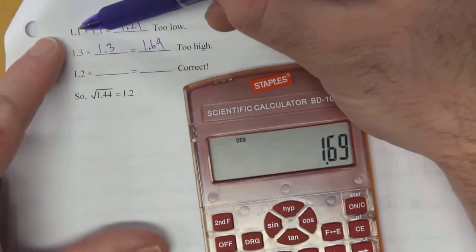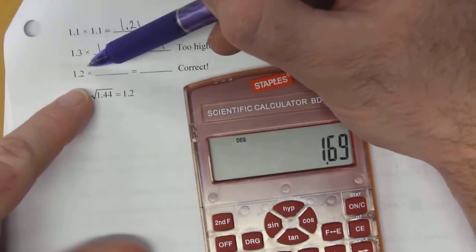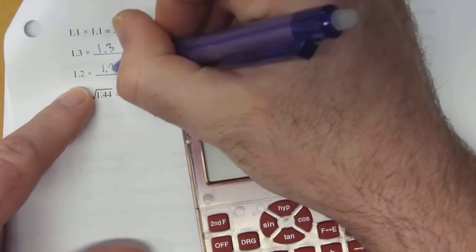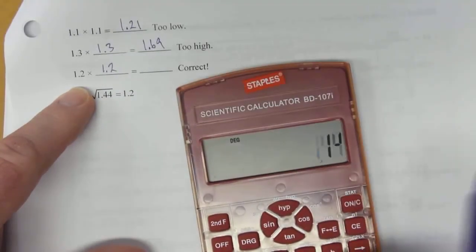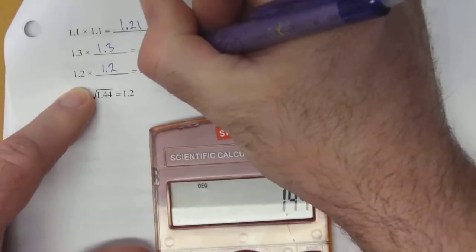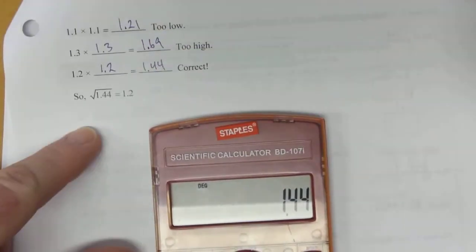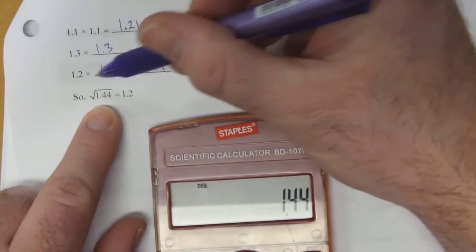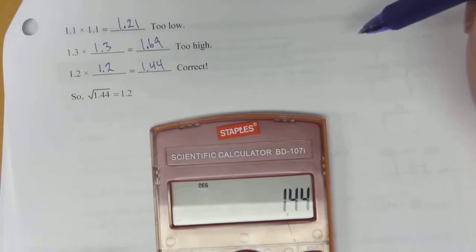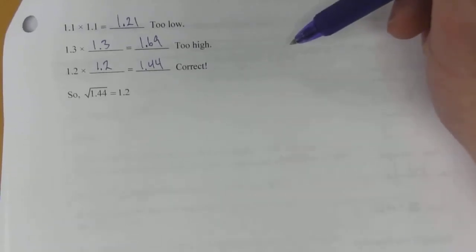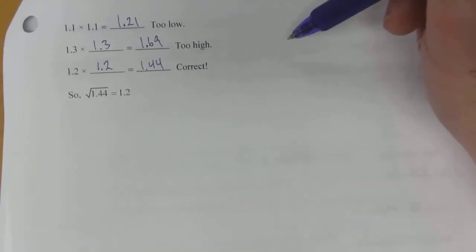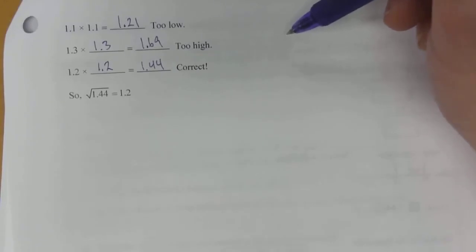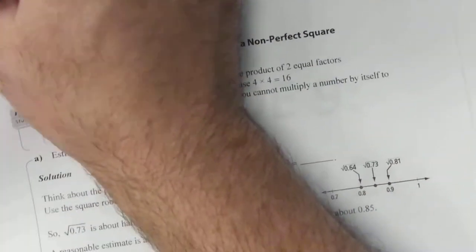So we tried 1.1, it was too low, 1.3 was too high, 1.2. Let's try that, 1.2 times 1.2. So 1.2 squared, hey, it's 1.44. So the square root of 1.44 is 1.2. So you can work your way through it to try and guess and narrow it down till you eventually do get it, but that could take a really long time depending on the numbers you're working with. So let's have a look at the second method.